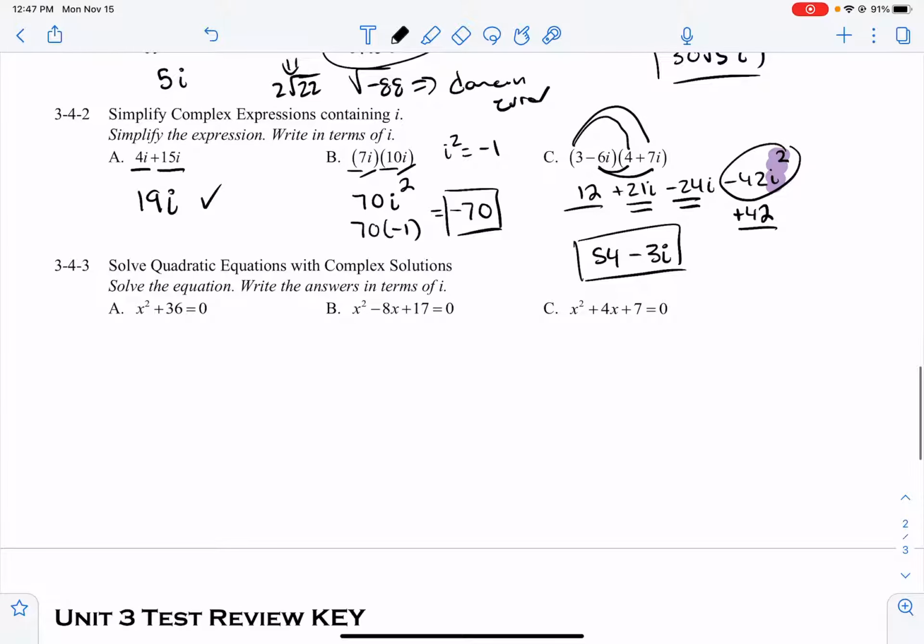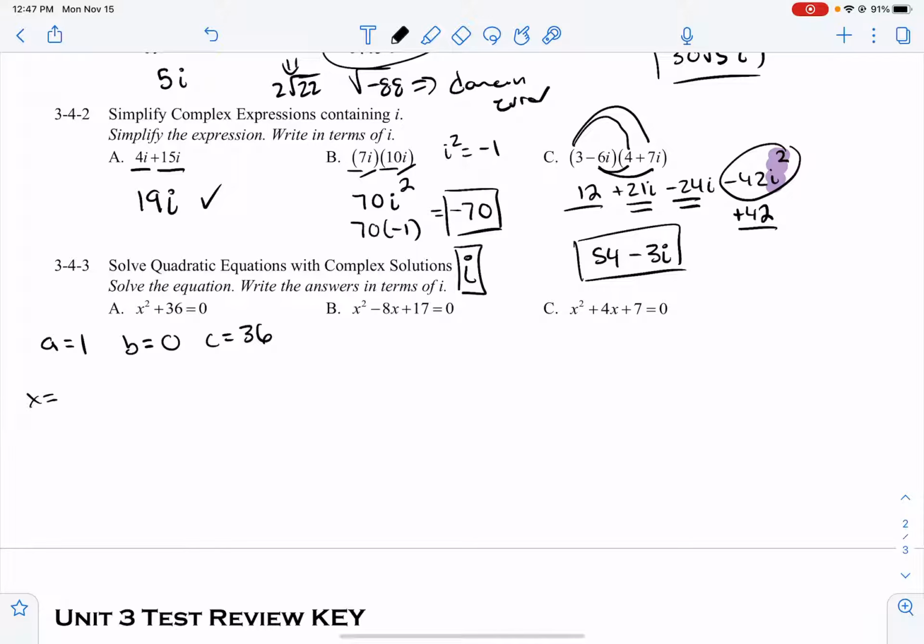Okay, last three. Quadratic formula, but we're going to have complex solutions. That means we are going to have i in our answers. Okay, so for A, x squared plus 36 equals 0. So a is going to equal 1. B, I actually don't have a b. There's no x value. So b is going to be 0 and c is going to be 36.